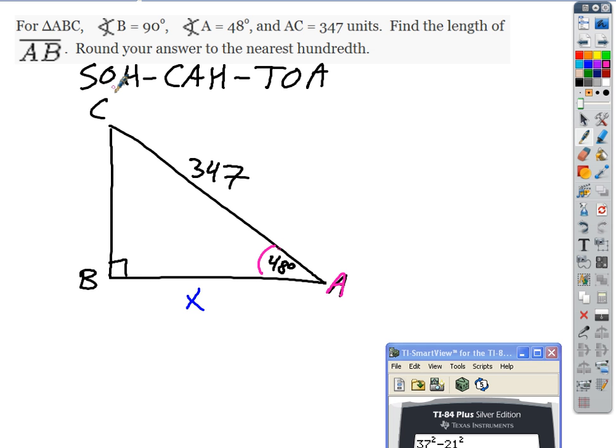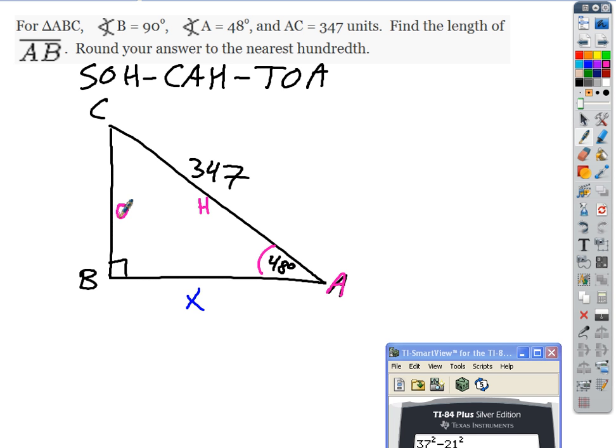So which one is the hypotenuse? 347. It's always opposite the right angle. So that's obviously H. Now what about the O and the A? That's going to depend on the angle. From angle A's perspective, which side is opposite? Okay, BC. So that's O. And then adjacent means next to. So the leg that's next to 48 is that one.